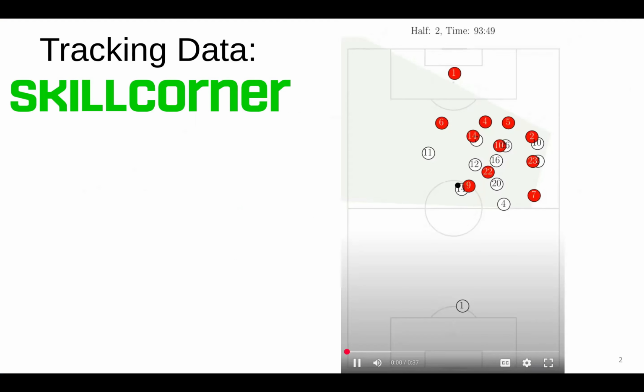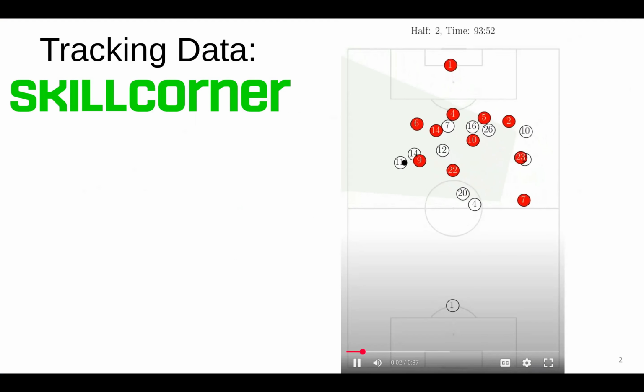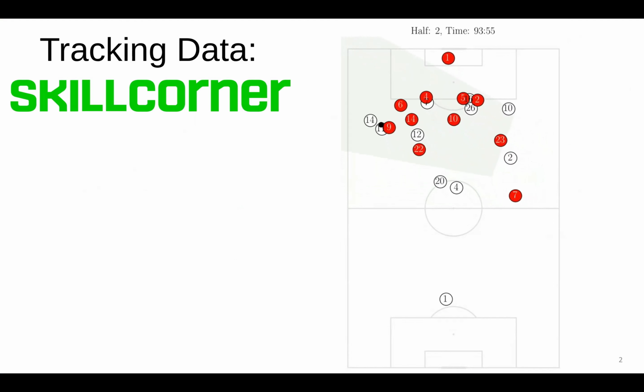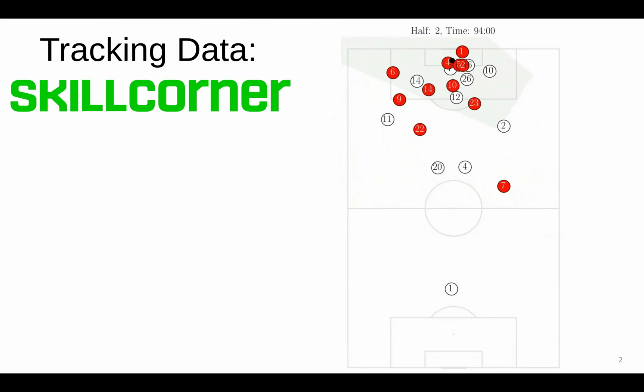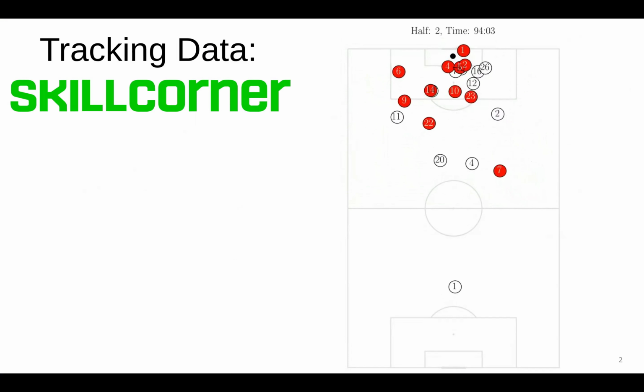We are going to use the tracking data provided by SkillCorner, and as you can see on the right side, we have the coordinates of all the players and the ball at 10 frames per second. In this case, this is the moment Qatar scored the equalizer and provided a shock here in Switzerland.